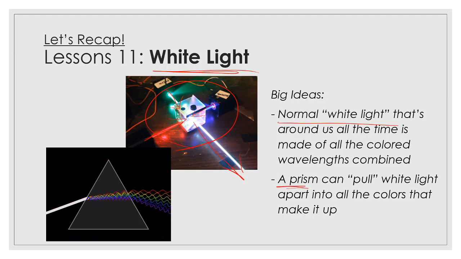We learned that a prism, that's that word, can pull white light apart into all the colors that make it up, and that's what you can see happening in this diagram. White light is going in, and this prism is separating out all these different colors of light with all their different wavelengths. So by the time it's coming out of them, it's kind of making almost a rainbow, and that is in fact how rainbows work.